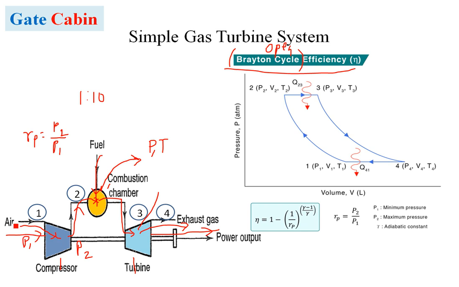This working can also be understood by means of a pressure volume graph. Here we can see point number 1, the intake from where the air enters the compressor, and adiabatic compression takes place. So the first step is adiabatic compression, and then after reaching the combustion chamber, the pressure is maintained constant from point 2 to point 3. At this constant pressure, we are doing the combustion process.